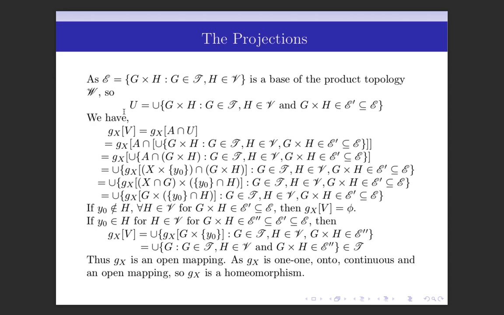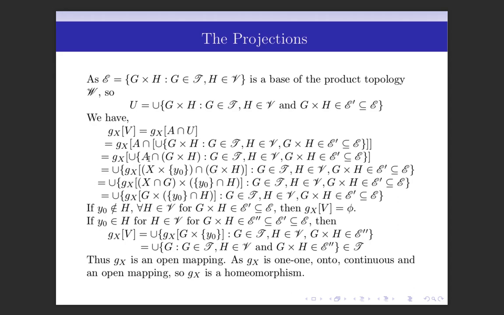Then we take g_X image on both sides, so we have g_X(V) = g_X(A ∩ U), and U can be replaced by the expression here. Since intersection distributes over union, we can write g_X of the union of A ∩ (G × H), where G × H belongs to E', and then A can be replaced by (X × {y₀}) ∩ (G × H).